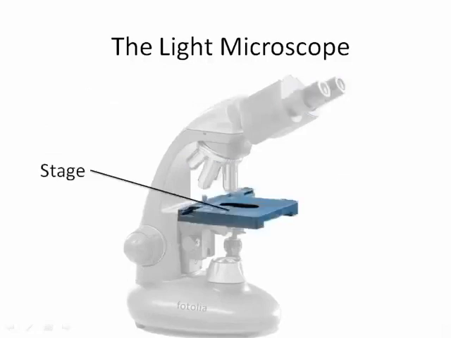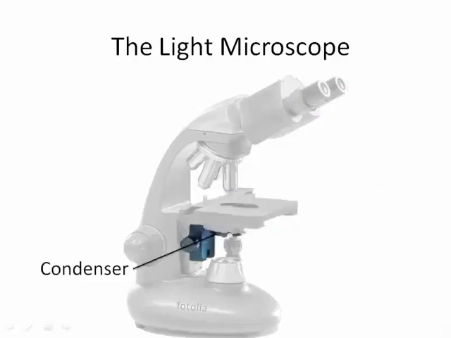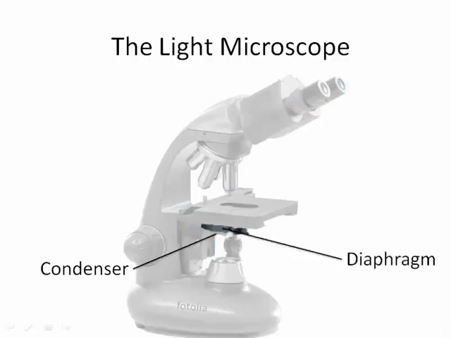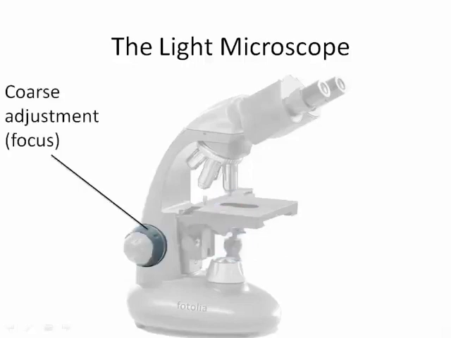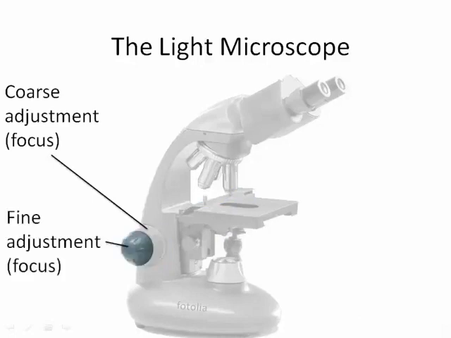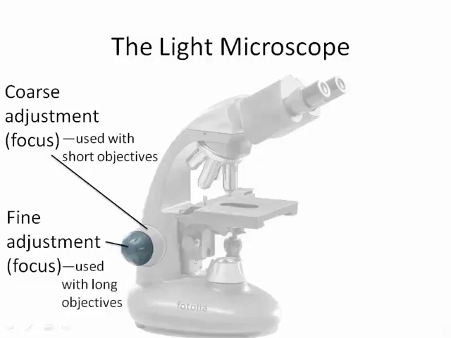Below the objectives is a stage where a slide is placed, and below that is a condenser that concentrates light onto the slide, and a diaphragm that changes the diameter of the light beam. The position of a slide on the stage is controlled by mechanical stage controls, here barely visible in the back. On the arm are controls for focusing, coarse and fine adjustments. We use coarse adjustment with scanning and low-power objectives, and we use fine adjustment with high power and oil immersion objectives.